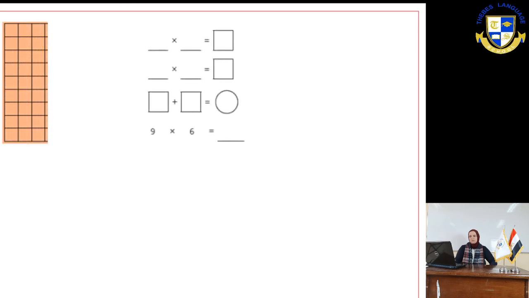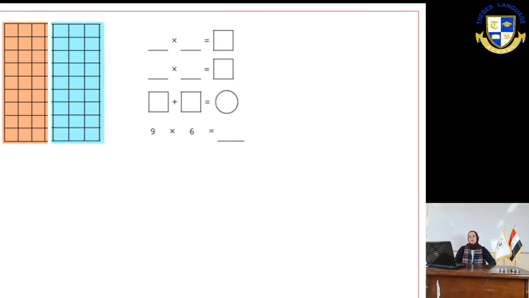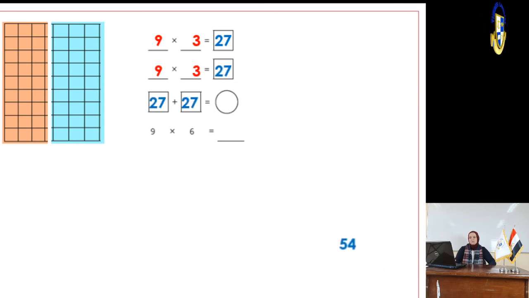We have an array and we broke this array into 2 parts. 9 times 3 and 9 times 3. 9 times 3 equals 27. Okay, so both of the answers will be 27. Now we are going to make 27 plus 27 equals 54. It means 9 times 6 equals 54.